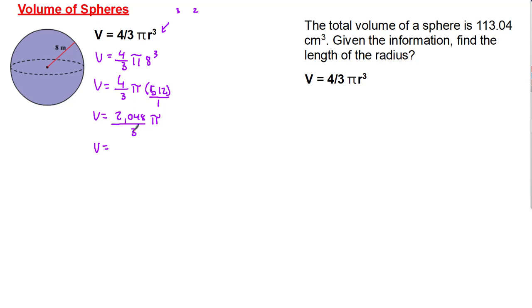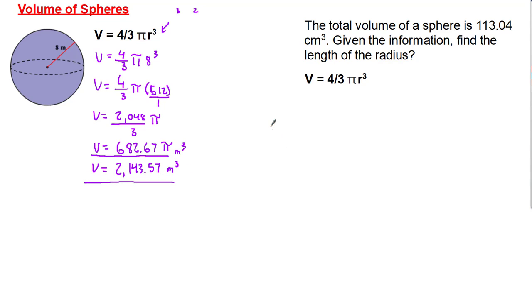Now let's just go ahead and divide this. 2,048 divided by 3 is going to give us about 682.67, and then we still have pi. I just rounded to the nearest hundredth. Now, if you were asked to leave it in terms of pi, this would be perfect. But if not, we're going to multiply through by 3.14 in order to get 2,143.57, and this is all going to be meters cubed.